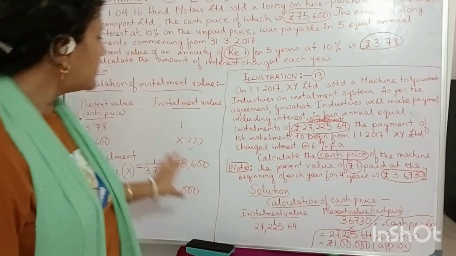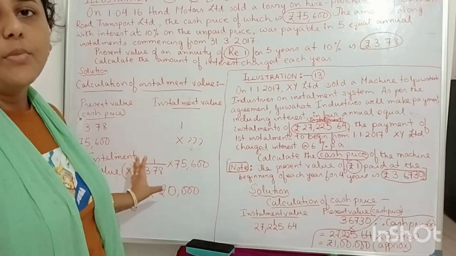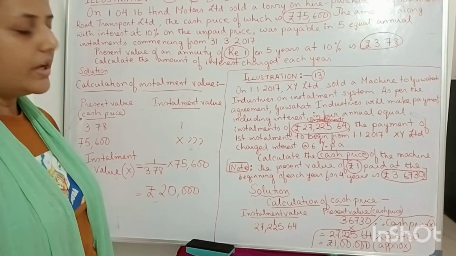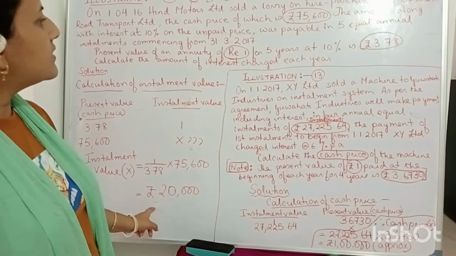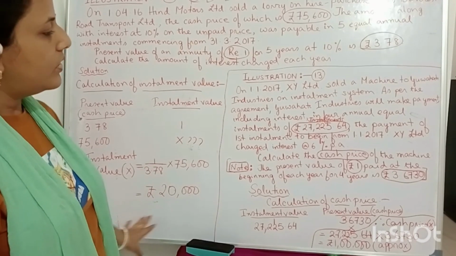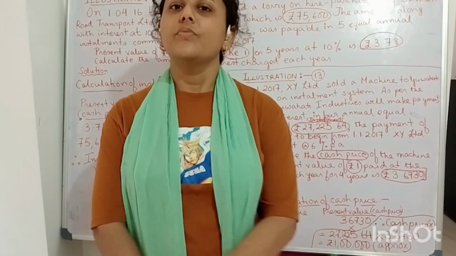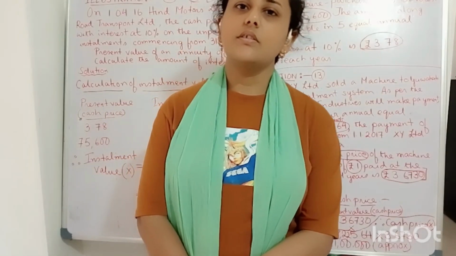But in this sum you have to calculate the amount of interest to be charged each year. That is the only thing to be done in this sum. You please do it by yourself. I hope these two sums are clear to you, and sums on annuity are clear.